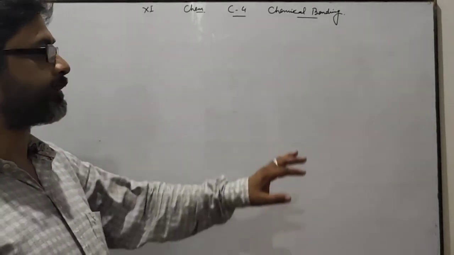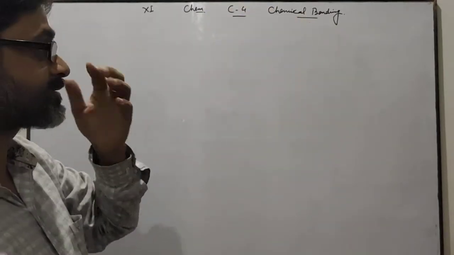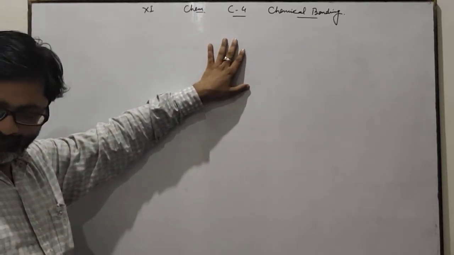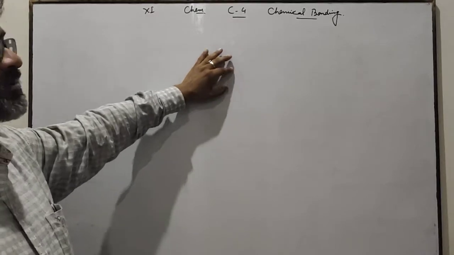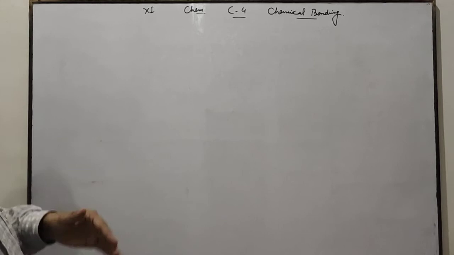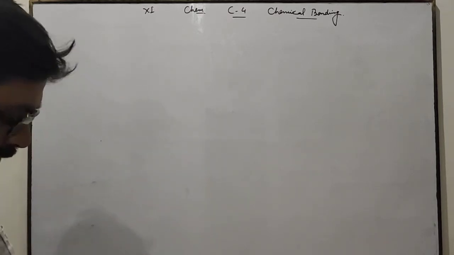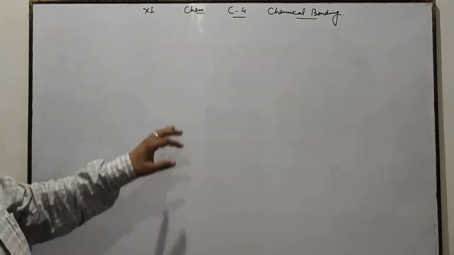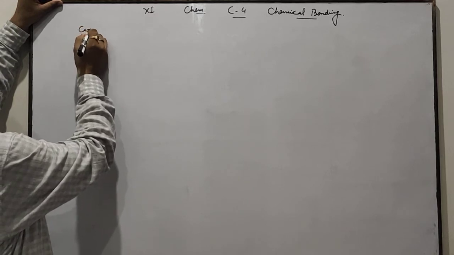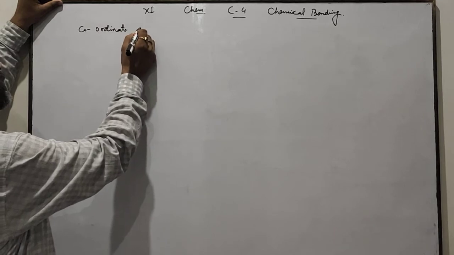I am going to teach you about chemical bonding. In this chapter, I already discussed the types of bond. You know that chemical bonds are of three types: ionic bond, covalent bond, and coordinate bond. In my previous lecture, I discussed the ionic bonds and covalent bonds. Now, I am going to discuss the coordinate bond. It is the third type of bond.